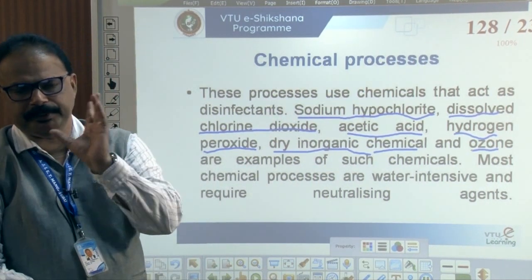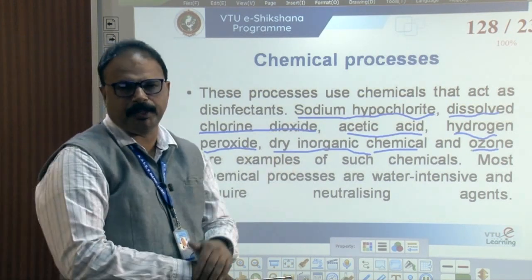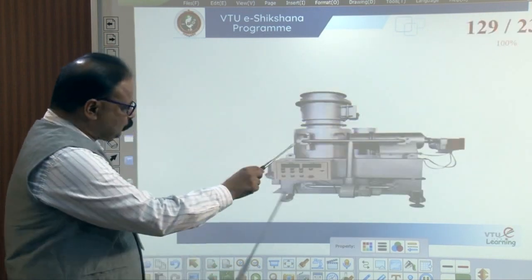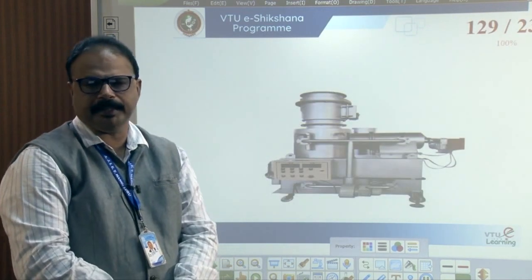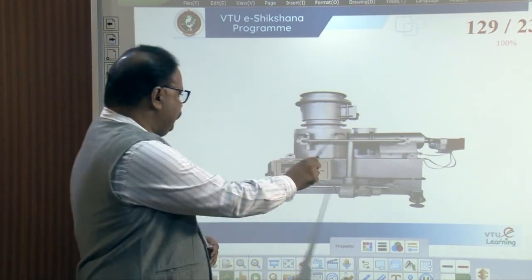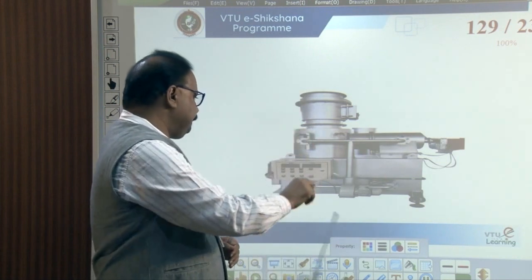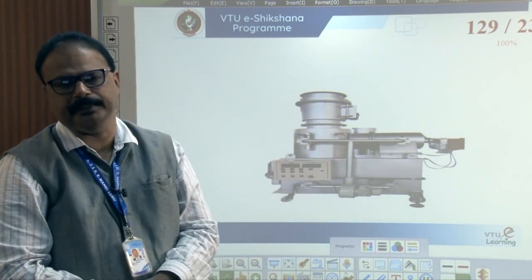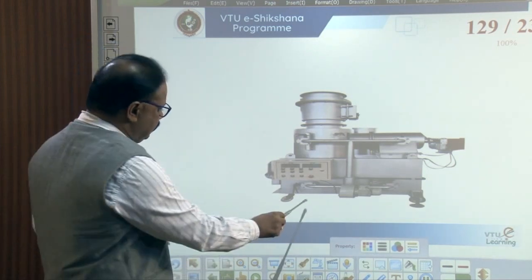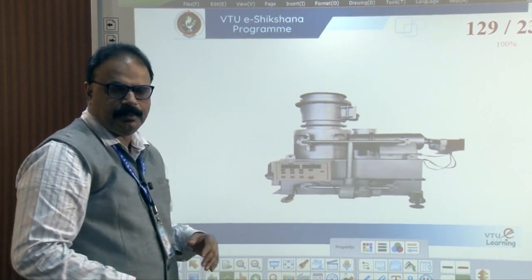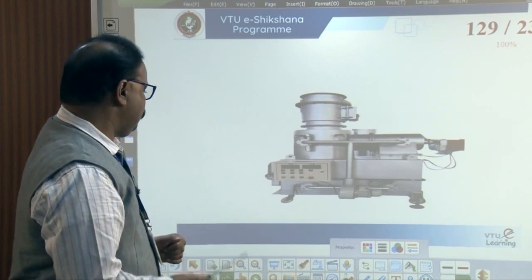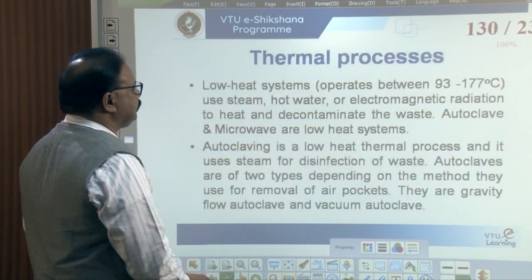These are the chemicals we have to use for the chemical process treatment of biomedical waste. This is the instrument used for chemical treatment of biomedical waste. You can see this process. This is the modern technology for the treatment of biomedical waste. Then we go for the next, thermal.